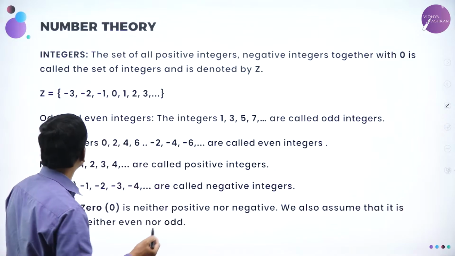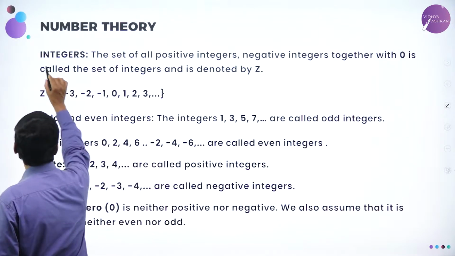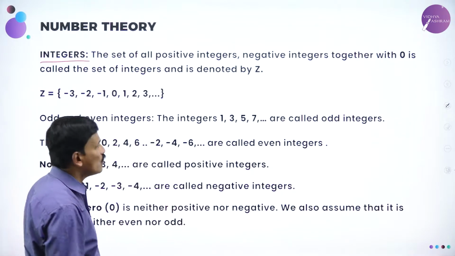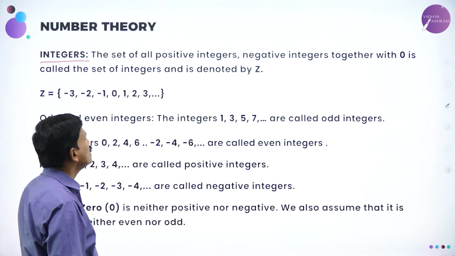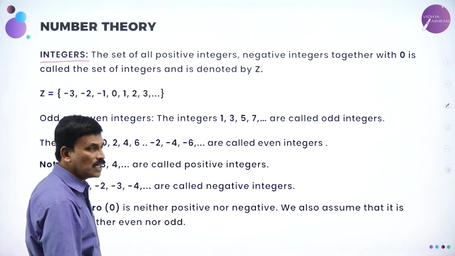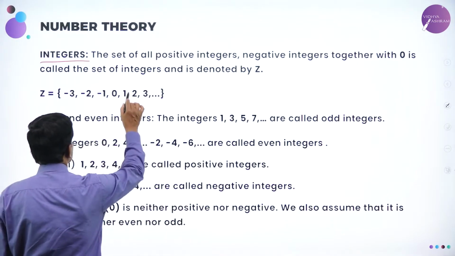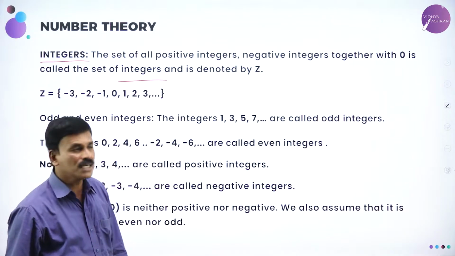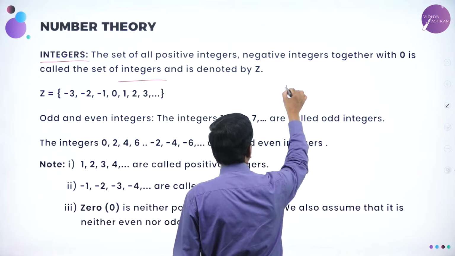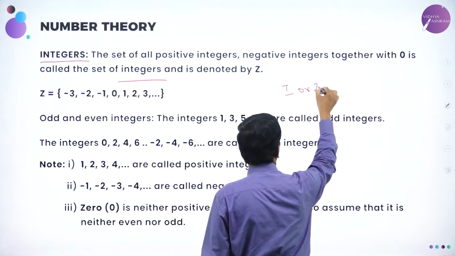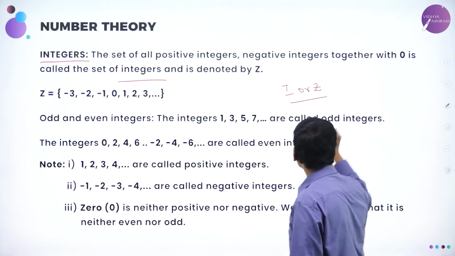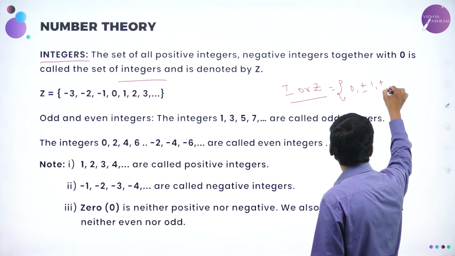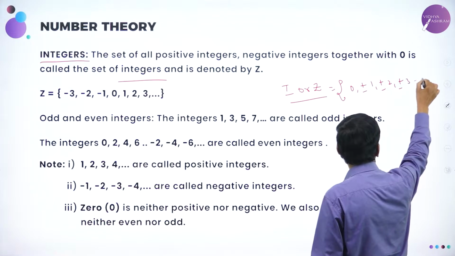Now, let us come to the next concept, integers. Integers means the set of all positive integers and negative integers together with 0 will form a set that is called the set of integers, and it is denoted as I or Z. So, usually the set of integers is denoted as I or Z. I or Z is nothing but 0 including all positive and negative numbers.